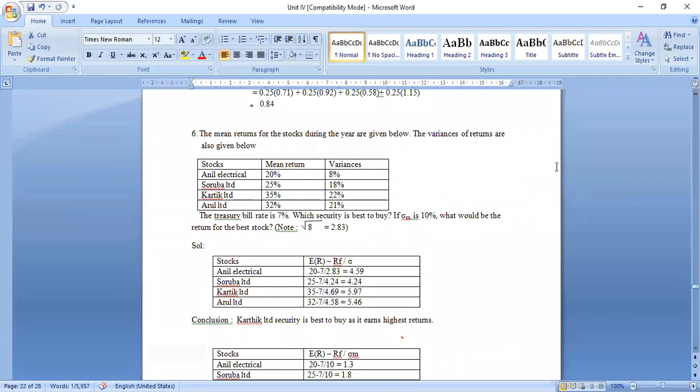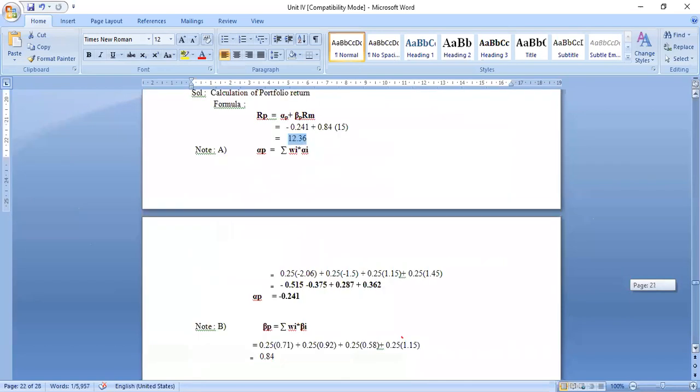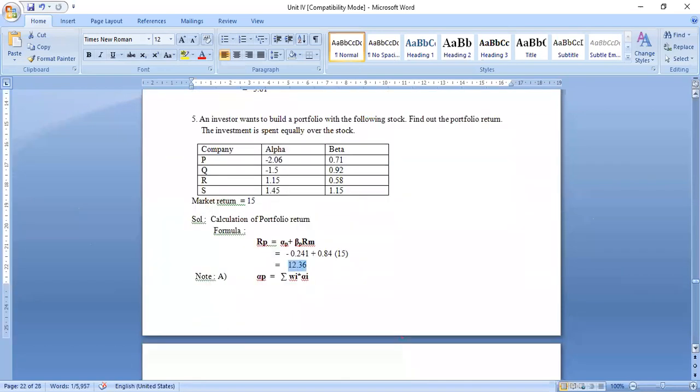Ma'am, if equal proportion is not given? If equal proportion is not given, then they have to give us the individual weights that are assigned to each of the securities. Okay, ma'am.